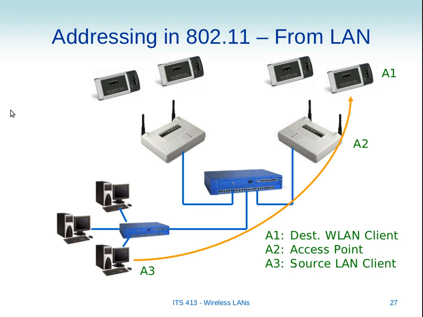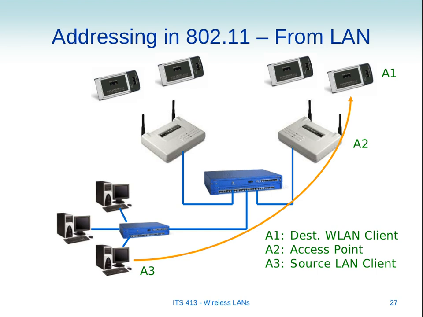Going the other way, sending from our PC back to the client, we send an Ethernet frame across the wired network. It arrives at the access point. When the access point sends that frame to my laptop, there are 3 addresses: address 1, the immediate destination, my client; address 2, the immediate source, the access point; and address 3, the original source, the PC. So 3 addresses included in the wireless LAN frames.